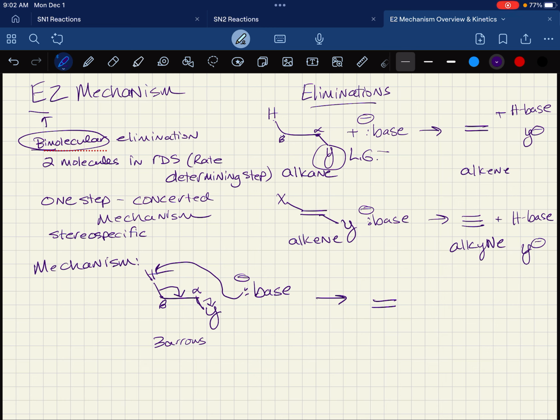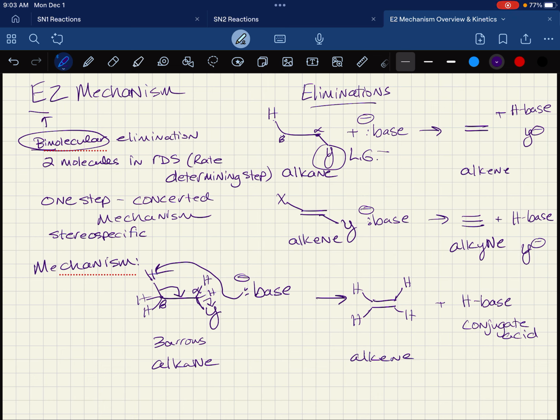So now we end up with the alkene. If it helps, you can draw out the other hydrogen atoms here just to remind you what is bound here, so that you don't add or subtract any carbon atoms accidentally. And then we're going to have the conjugate acid. Here, since we started with an alkane, we're going to end up with an alkene.